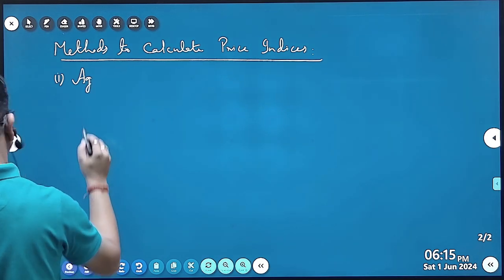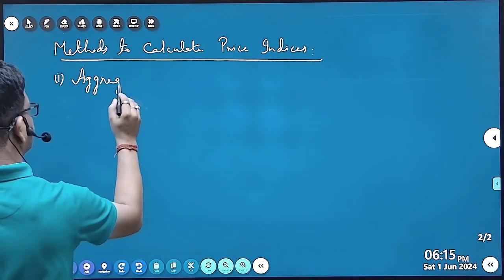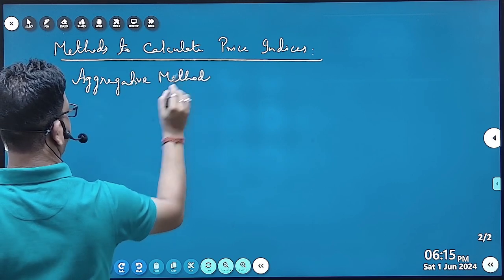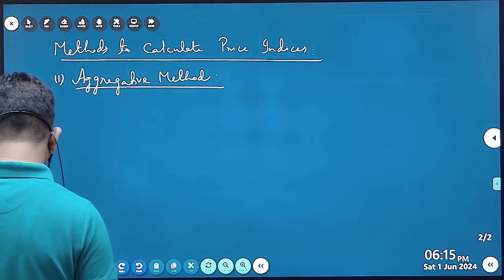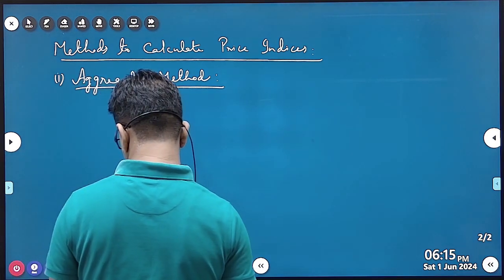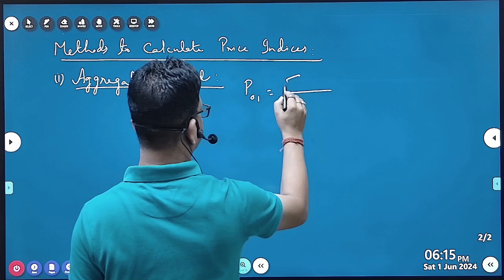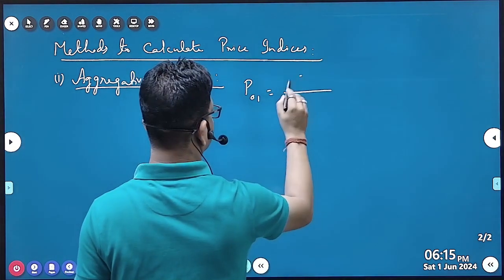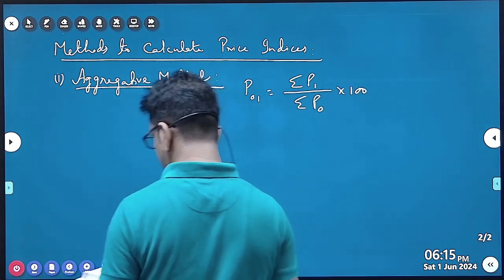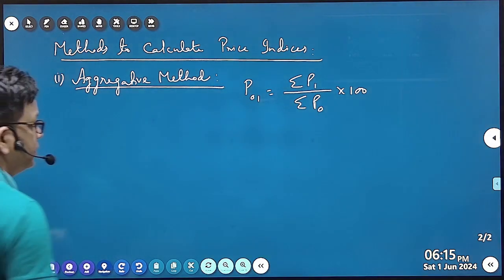So this is the aggregative method. So here P01 is equal to summation of P1 divided by summation of P0 to be multiplied by 100. And since it is multiplied by 100, it is a percentage concept. So we calculate it as a percentage.